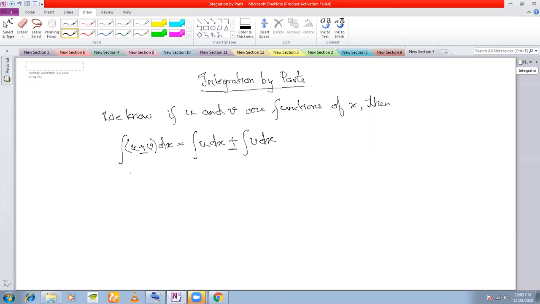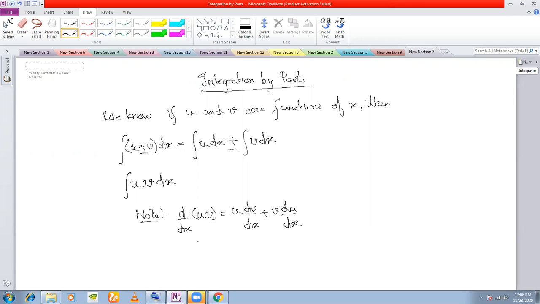But what if I ask you about a product rule for integration? If I give you the product of two functions, integral u into v dx, how will you integrate this? That is the question here. For differentiation, you had a u into v rule. If you remember, d/dx of u into v is u dv/dx plus v du/dx, right?